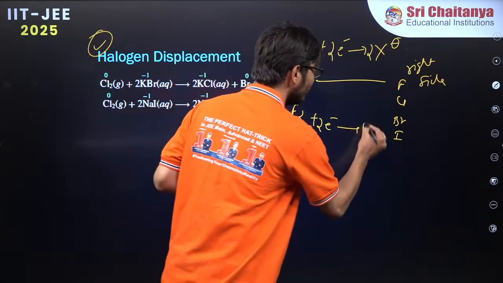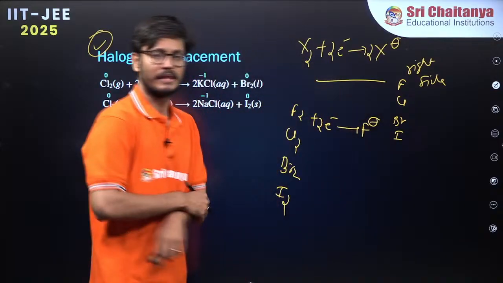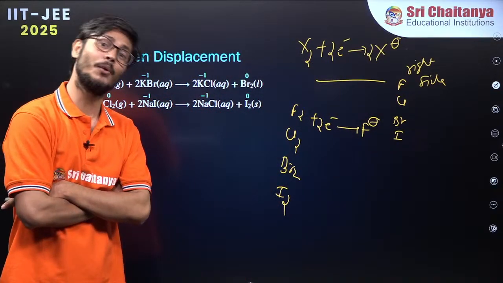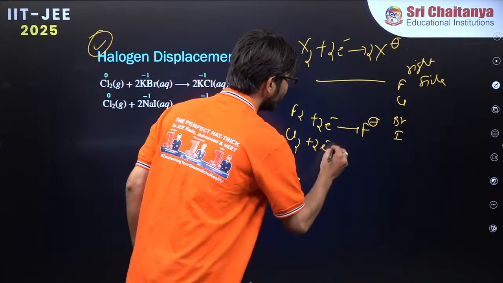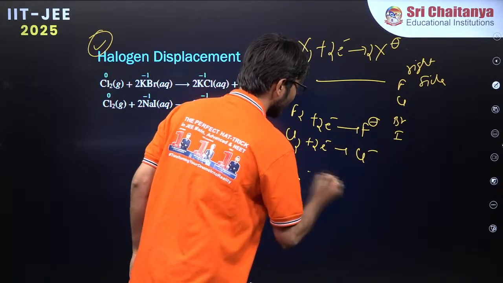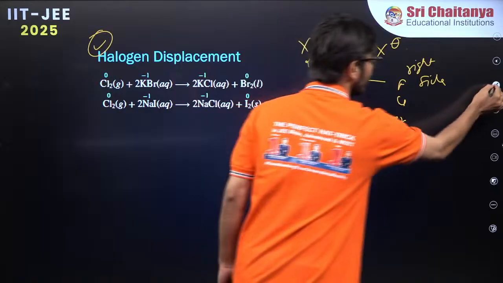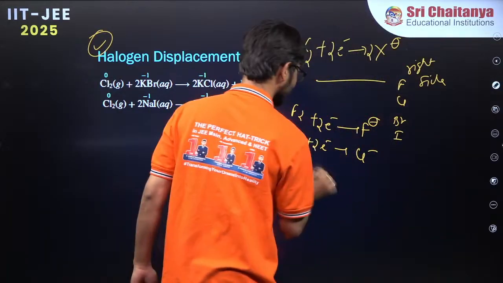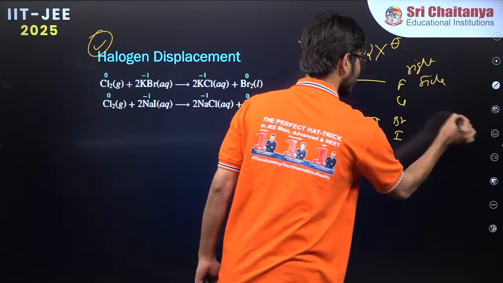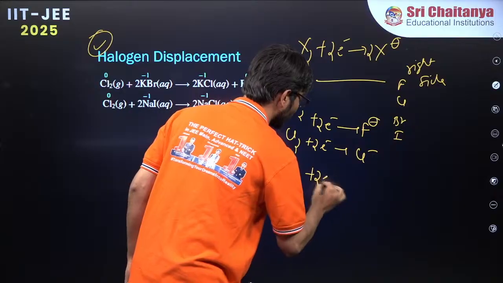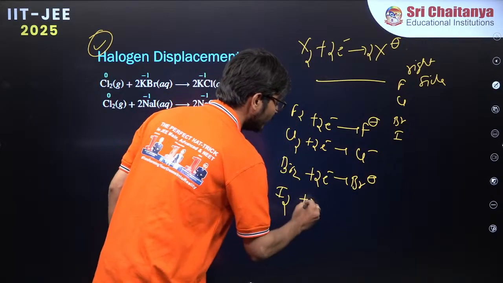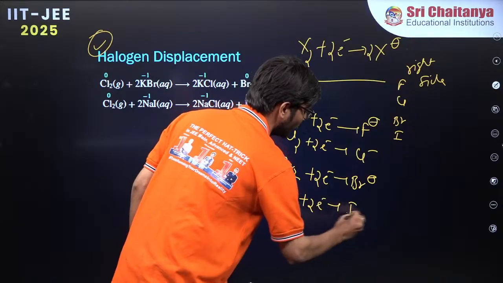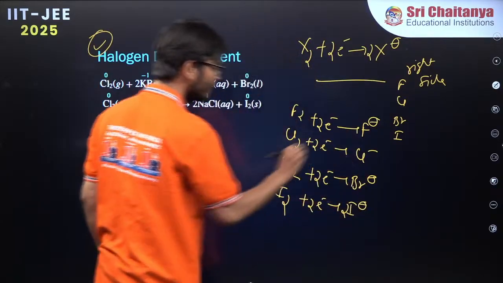Therefore, fluorine will easily convert into F minus in comparison to chlorine. And chlorine will easily convert into Cl minus in comparison to bromine. I think all of you understood, a very easy concept, right? Bromine will accept 2 electrons and convert into Br minus. Similarly, iodine will accept 2 electrons and convert into 2 moles of I minus, whatever, balance it.